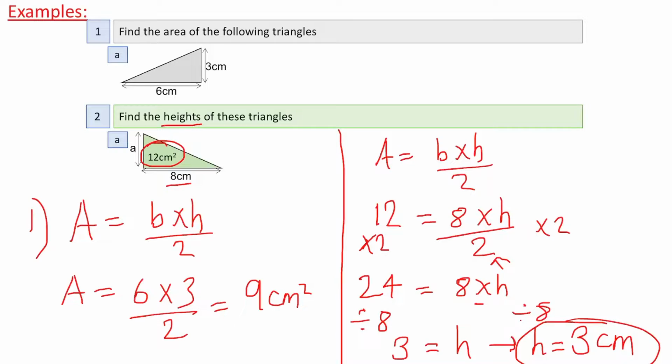So remember, when you are finding the height, when you are told what the area of the triangle is and what the base of the triangle is, you write the equation first. You substitute what you know. So in our case, we know what the area is and we know what the base is, and then we use our inverse operations to solve the equation to find height.